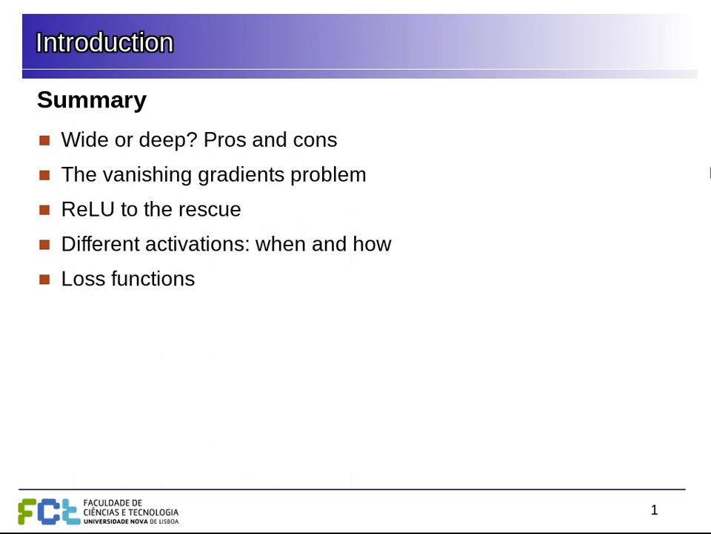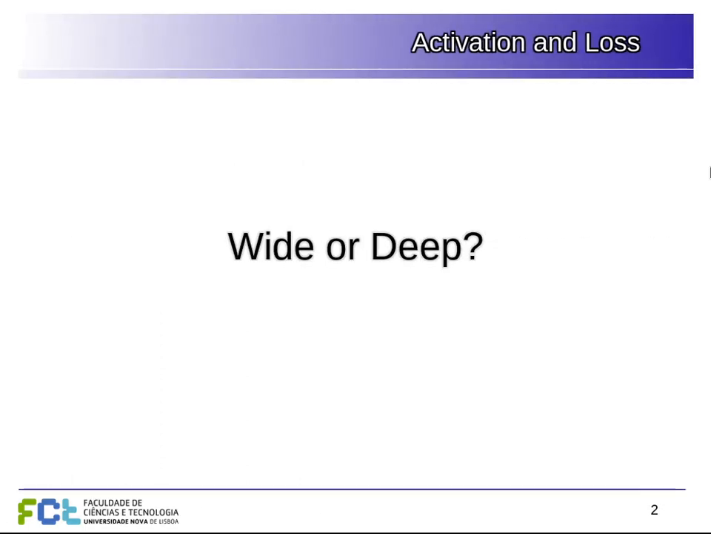Also related to the activations that we use at the end of the network are the loss functions that we need to optimize. So this lecture will be about how to match the problem with the activation at the output of the network and the loss function to train the network.